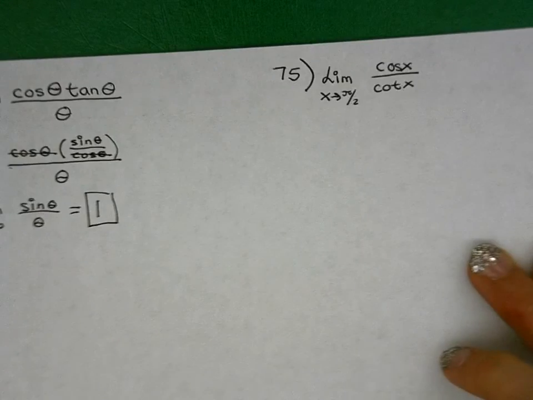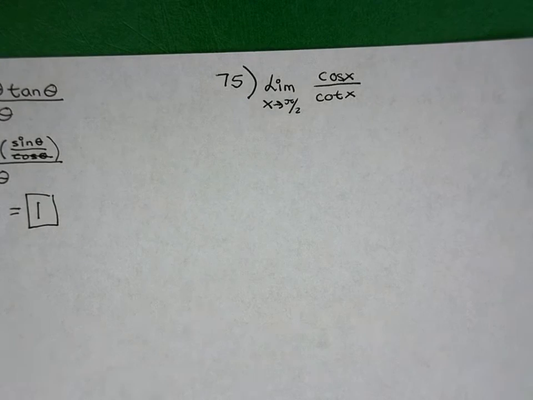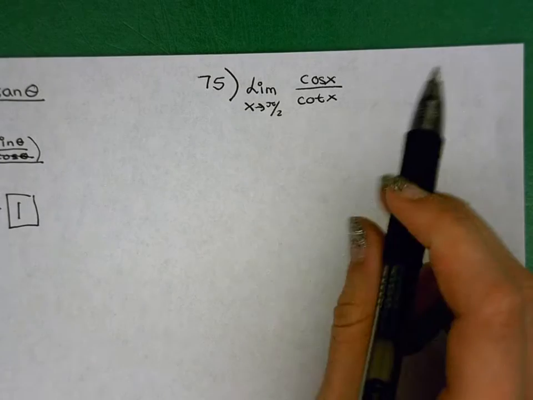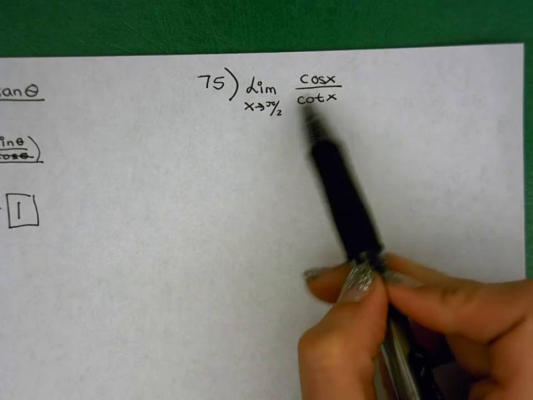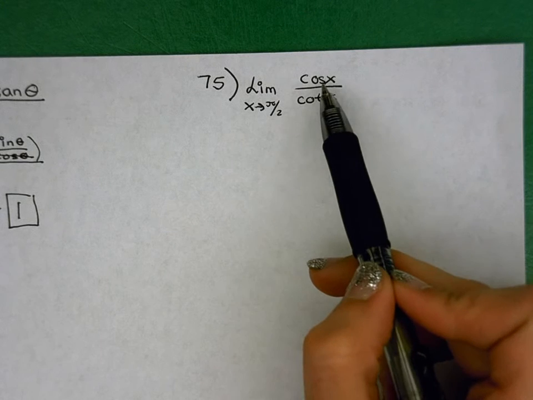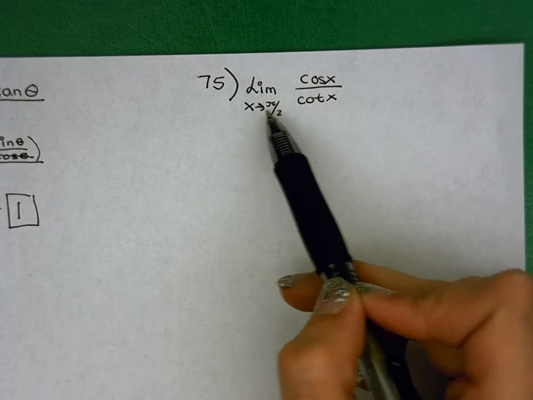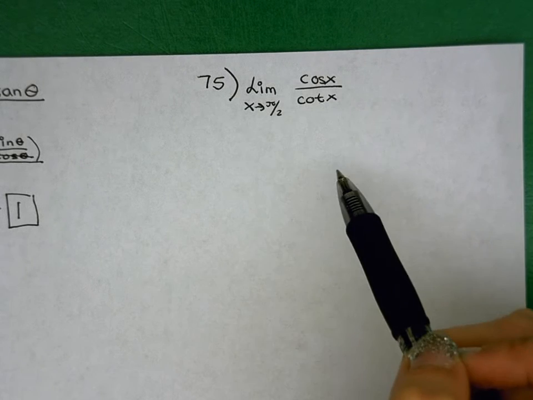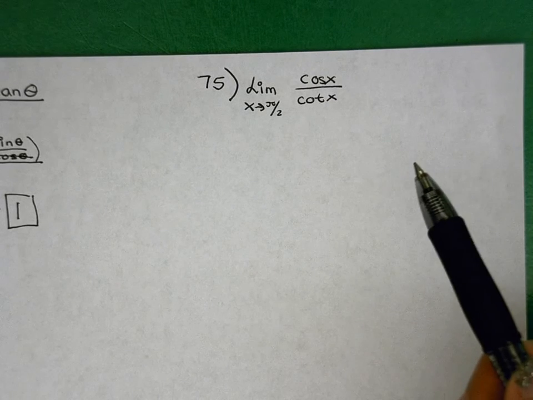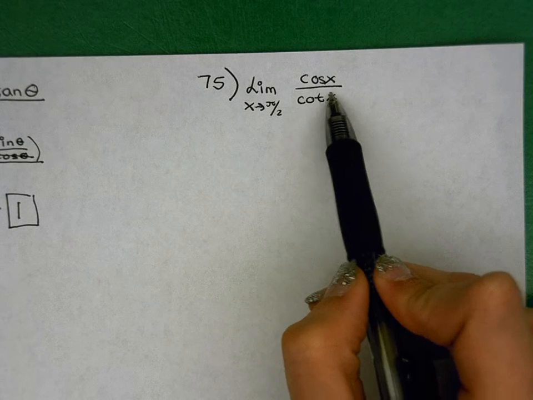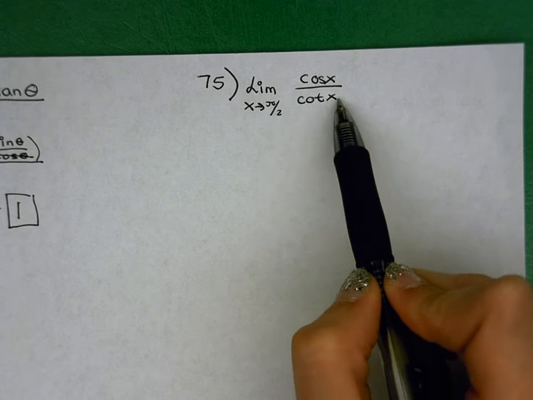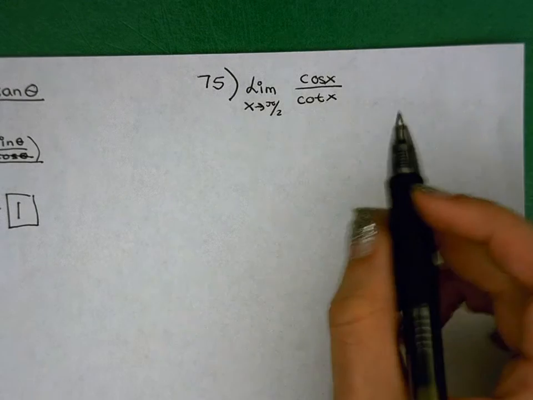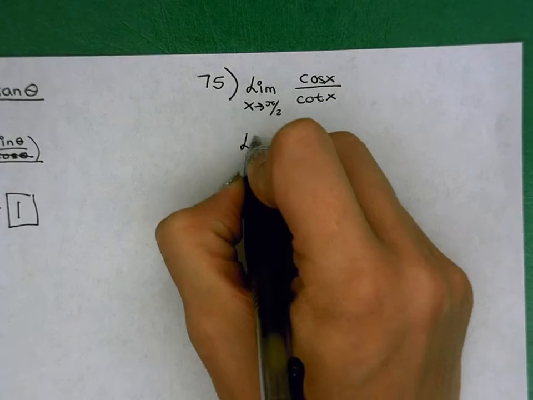Okay, for number 75, we're looking at the limit as x approaches pi over 2 of cosine x over cotangent x. So again, our first step is to plug in, but cosine of pi over 2 is 0. And cotangent of pi over 2 is also 0, and we can't have 0 over 0. So we have to do something else. Looking at this, I again notice a trigonometric function that is not in terms of sine and cosine, and so I'm going to go ahead and rewrite this because I like sines and cosines a little bit better.